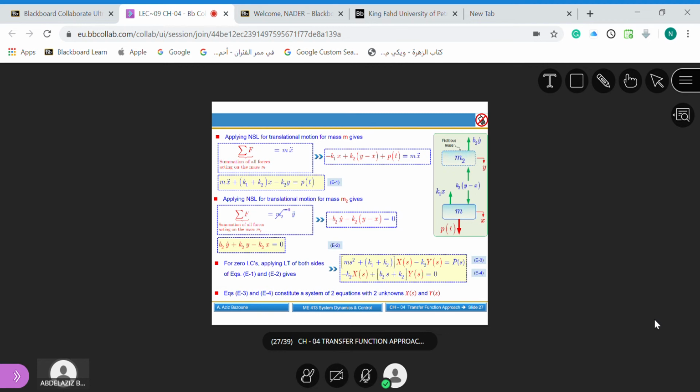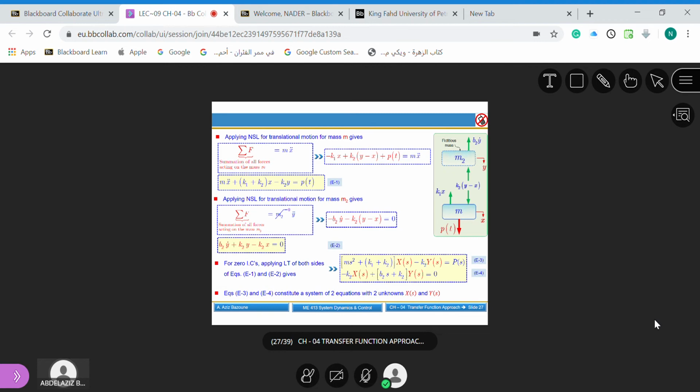Or we can rearrange it. We can write it m x double dot plus K1 plus K2 times x minus K2 y is equal to P of T. You see here we have P of T as the input, X and Y are the output. So we have two outputs. If we go now to the junction A or mass M2 that is fictitious, that does not exist actually, we created it just to write the equation of motion.